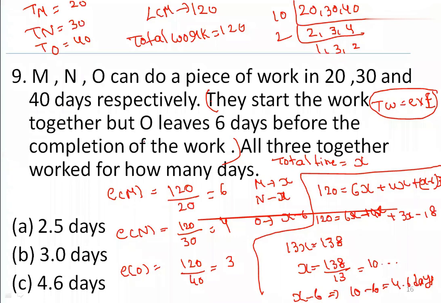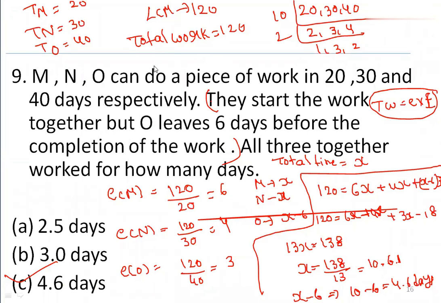138 by 13 is 10.61. That's how you get 4.61. 10.61 means if you subtract 6, then you will be getting 4.6, which is option C. I'm reiterating the explanation once again. Please check it out fast.